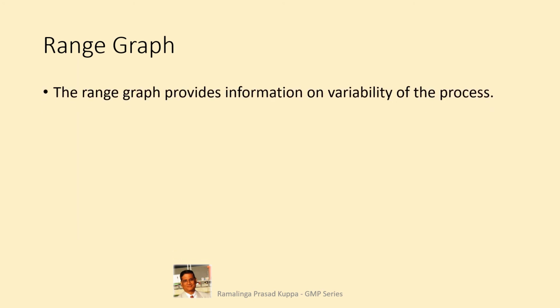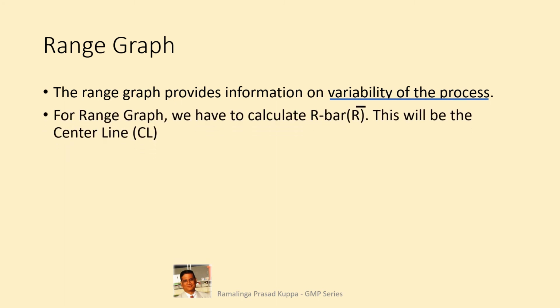The range graph provides information on the variability of the process. The range graph establishes variability in the process. For the range graph, we have to calculate R bar. This will be the central line for the range graph. First you have to calculate R bar. This is calculated as the average of ranges in each subset of data.